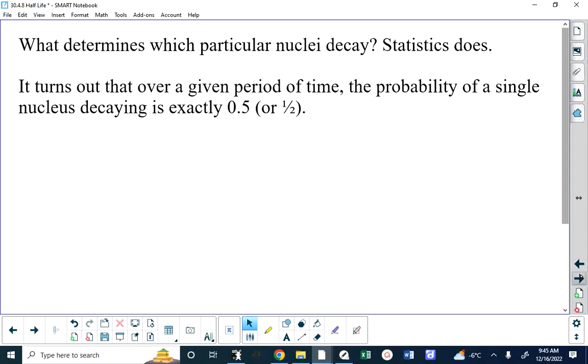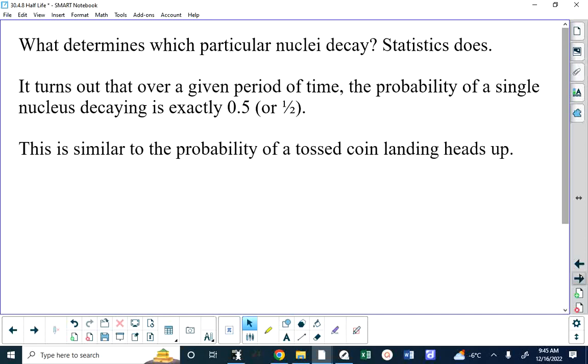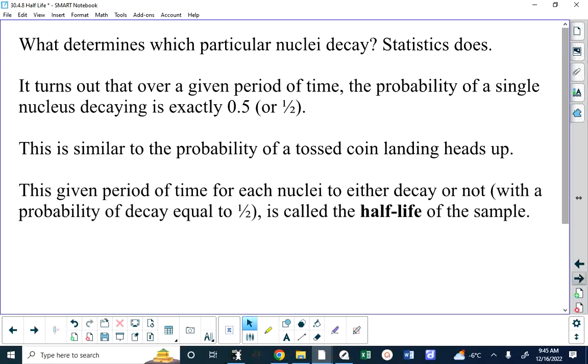And it turns out that over a given period of time, the probability of a nucleus decaying is always 50%, 0.5. This is just like tossing coins, except that a toss of a coin is an event that happens and then it happens again. Decay is something that happens gradually over time. It isn't happening periodically. It's always happening. So the given period of time for each nucleus to either decay or not is called the half-life.